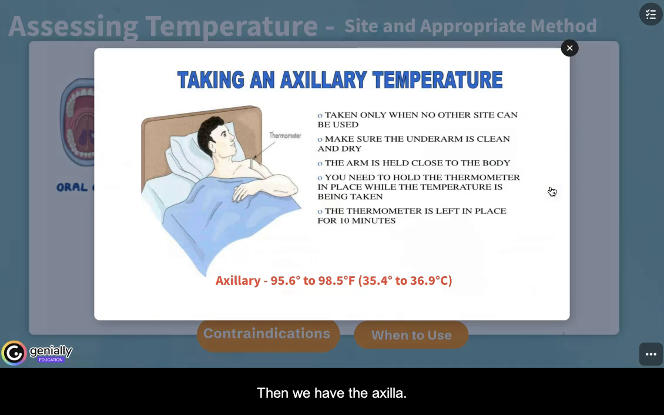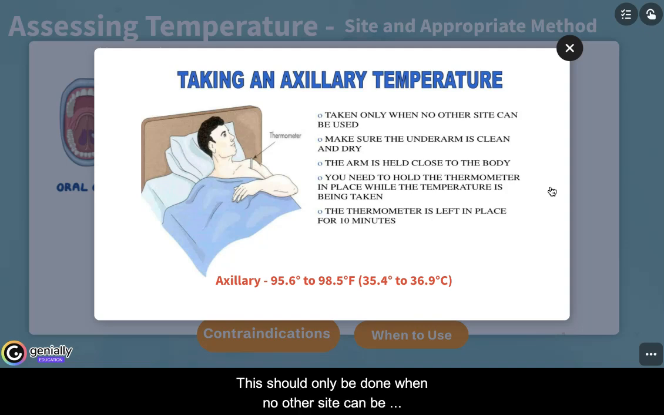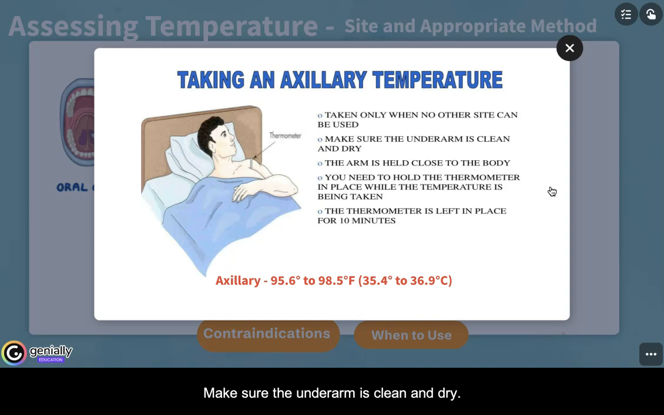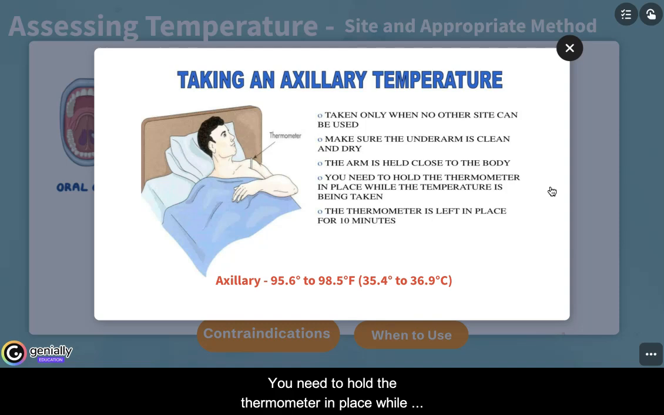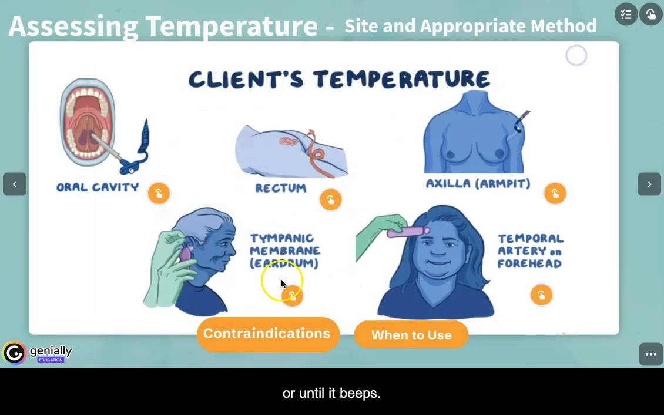Then we have the axilla. Take it only when no other site can be used. A lot of times in healthcare, nurses and CNAs just go straight for the axilla, straight for the armpit. This should only be done when no other site can be used, right? Make sure the underarm is clean and dry. The arm is held close to the body. You need to hold the thermometer in place while the temperature is being taken. The thermometer is left in place for about 10 minutes or until it beeps.